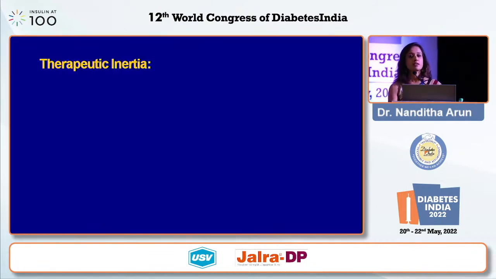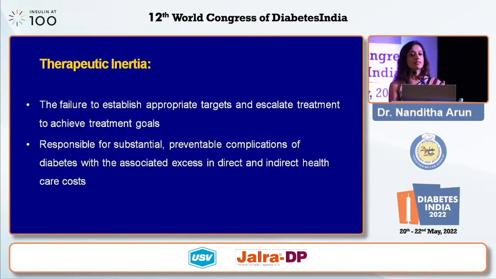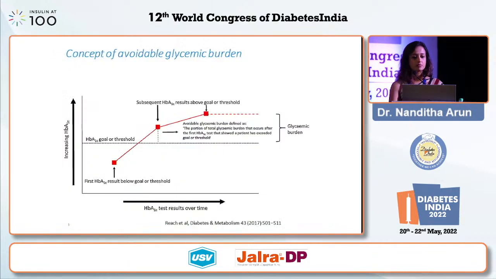And this is exactly what is called therapeutic inertia. The definition of this is the failure to establish appropriate targets or to escalate therapy in order to achieve those targets. And therapeutic inertia is what is most of the time responsible for the complications which are most of the time preventable in patients with type 2 diabetes, with diabetes in general. And this brings us to the concept of the so-called glycemic burden.